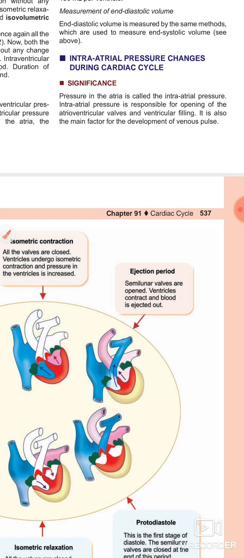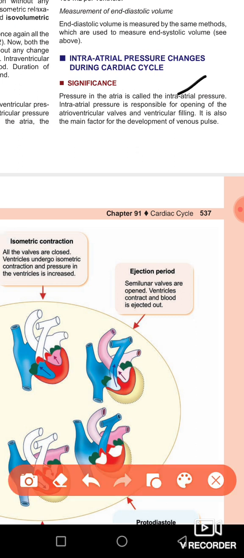The pressure in the atria is called intra-arterial pressure. This intra-arterial pressure is responsible for the opening of the atrioventricular valves. The valves present between the atria and the ventricles open, and this allows the filling of the ventricles. When these valves open, the ventricles are filled. This is the main factor for the development of the venous pulse.